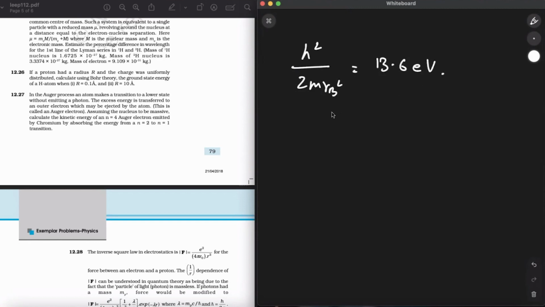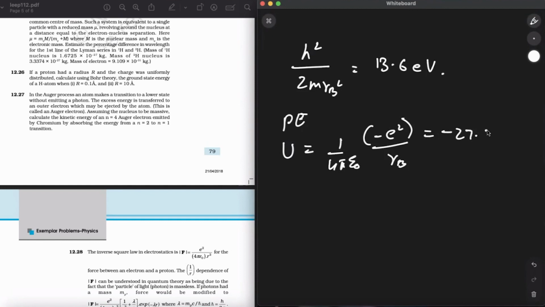So the potential energy of the electron in this atom will be 1 upon 4 pi epsilon naught, minus e squared, all divided by rb. It is minus 27.2 electron volts. Total energy will be kinetic plus potential, so plus 13.6 minus 27.2. It will be minus 13.6 electron volts.